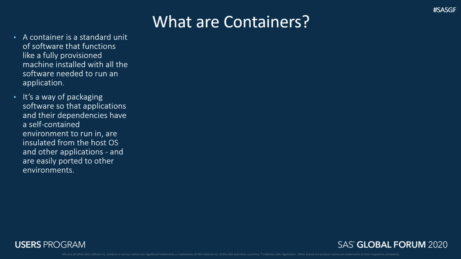It's a way of packaging software so that application dependencies have a self-contained environment to run in, insulated from the host OS and other applications, and easily ported to other environments. Because we have this container wrapping all of these pieces and managing the environment for us, we can easily port that from one system to another that's able to run containers. Namely, any system that has something like Docker on it is able to execute them.